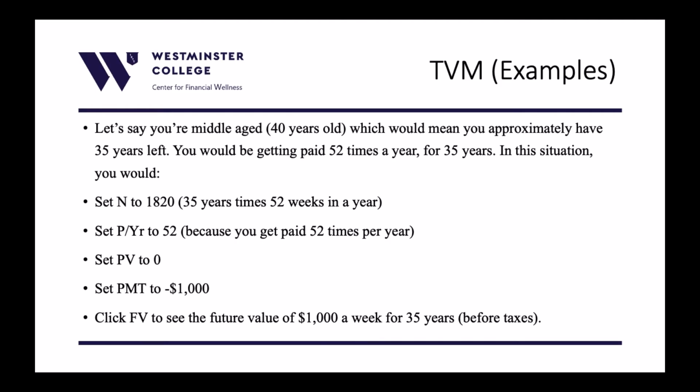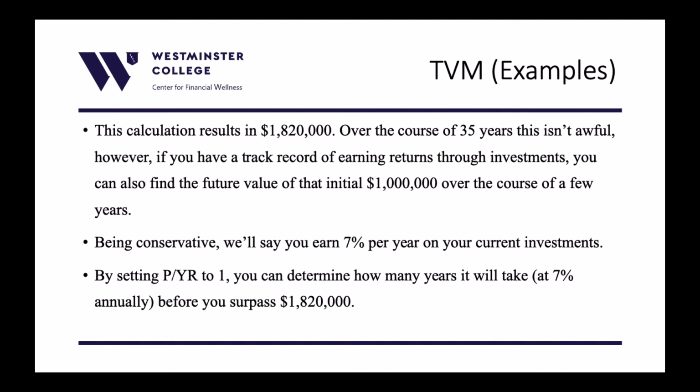Set your present value to 0 because you're not investing anything. Set payment to negative 1,000 because you are receiving $1,000. Click future value to see the future value of $1,000 a week for 35 years before taxes. This calculation results in $1,820,000. Over the course of 35 years, this isn't awful.